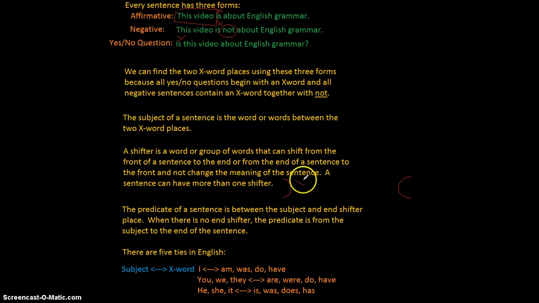Every sentence also has 2 X-word places, and between those 2 X-word places is the subject. And finally, between the subject and the end shifter place is what we've termed and called the predicate. And if there is no end shifter, the place is still there. The predicate goes to the end of the sentence.